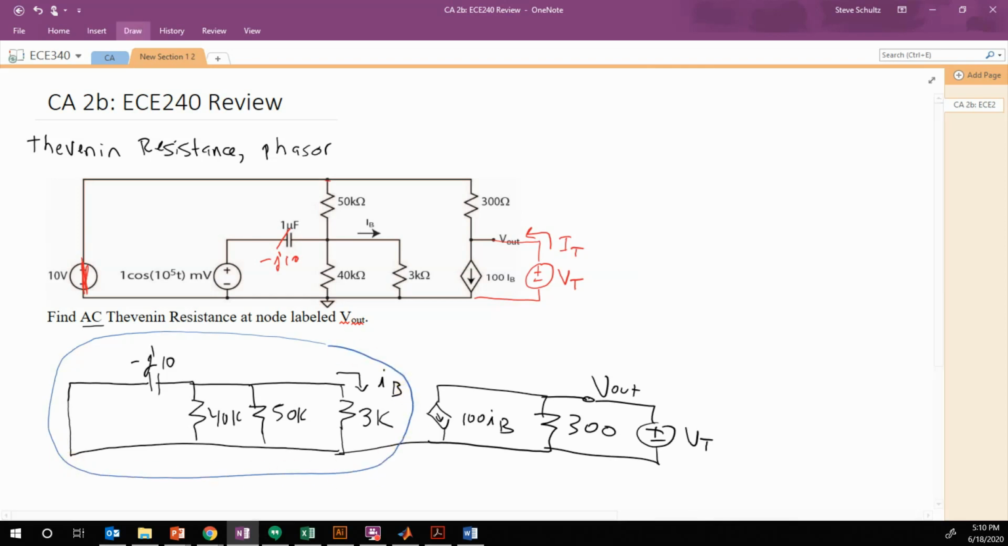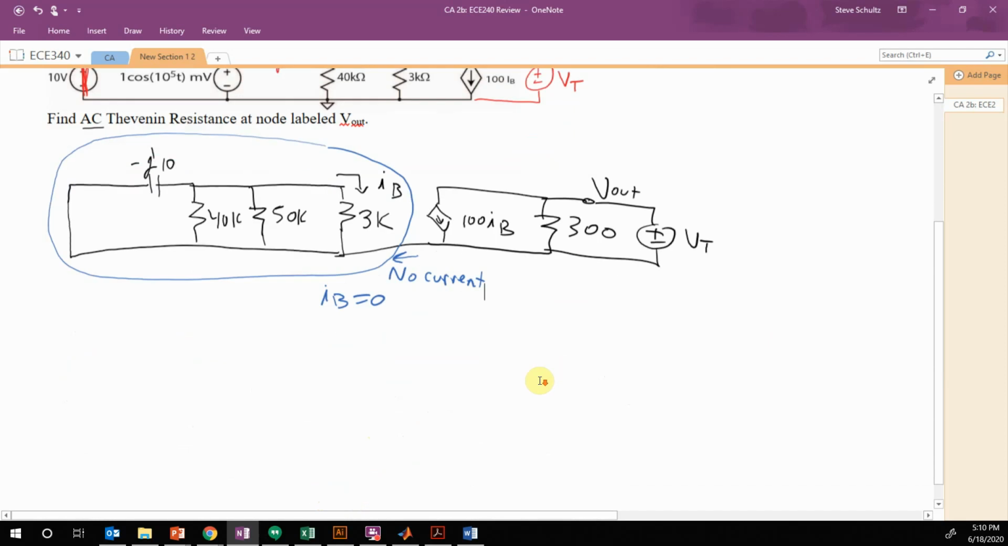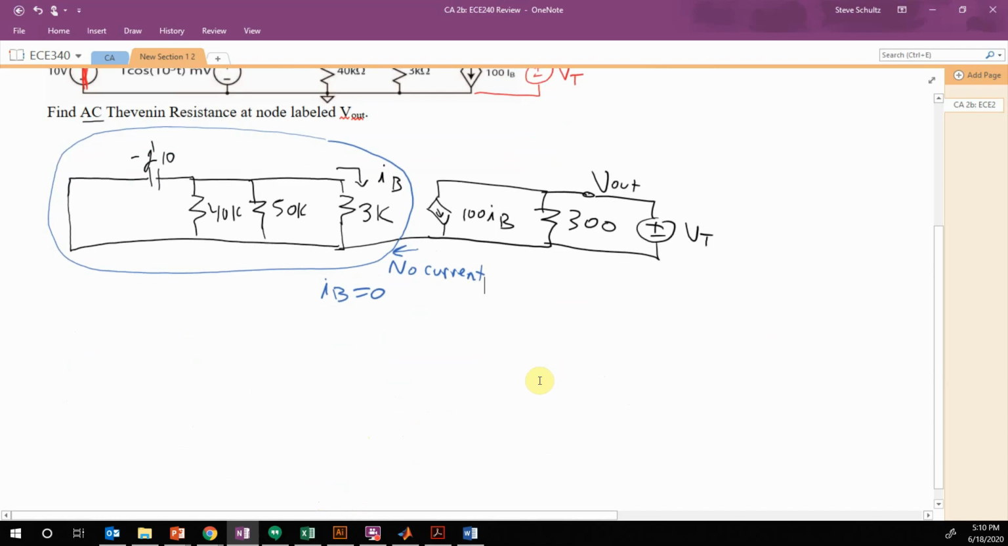And when we do that node right there, you see that the sum of all the currents entering and leaving the node have to be equal to 0. So that means that there is no current. Let me change that to no current. If there's no current and there's no sources over there, then that means that IB has to be equal to 0. Because if there's nothing producing any current, there's not going to be any current.